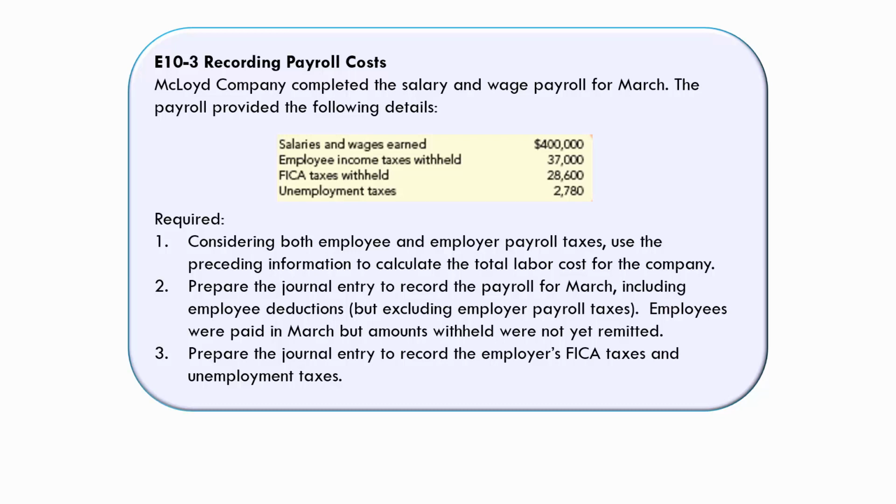The second journal entry is the employer's portion of the payroll taxes. And remember that the employer has to pay the same amount of FICA as the withholding from the employee, and also they have to pay the unemployment taxes. So let's go into these.